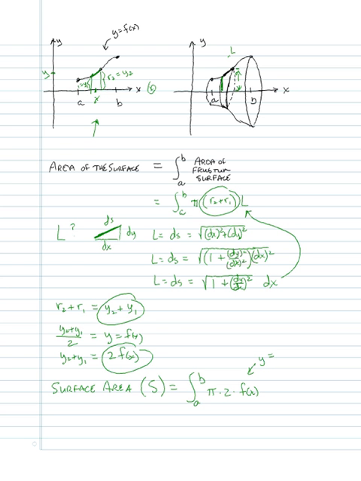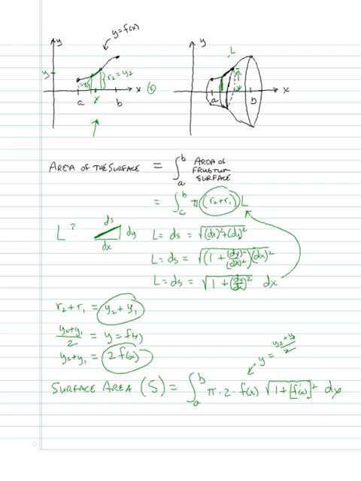Let me stop and think. Yeah. The y value, which actually was y sub 2 plus y sub 1 over 2, is the average, times the L value. But the L value is the square root of 1 plus the derivative of y with respect to x, which our function here is f of x, and so it's the square root of 1 plus the square of f prime of x dx.